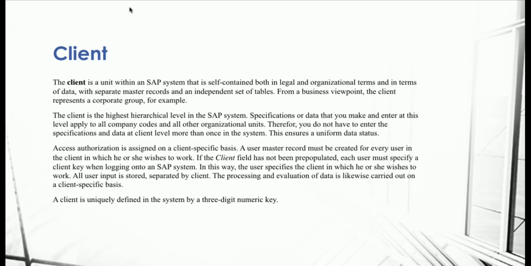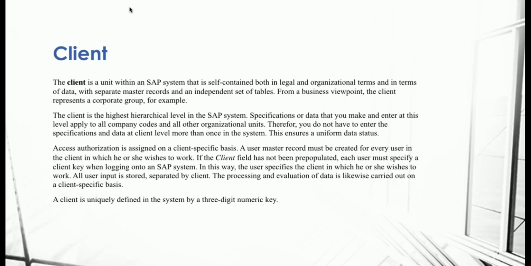Specifications or data that you make and enter at this level apply to all company codes and all other organizational units. So whatever you do in client, that is for all the company codes within the client and all other organizational units like plant, purchasing org, storage location, everything. Therefore, you do not have to enter the specification data at client level more than once in the system. So whatever you enter at the client level, that is applicable for all. You don't need to enter again and again.